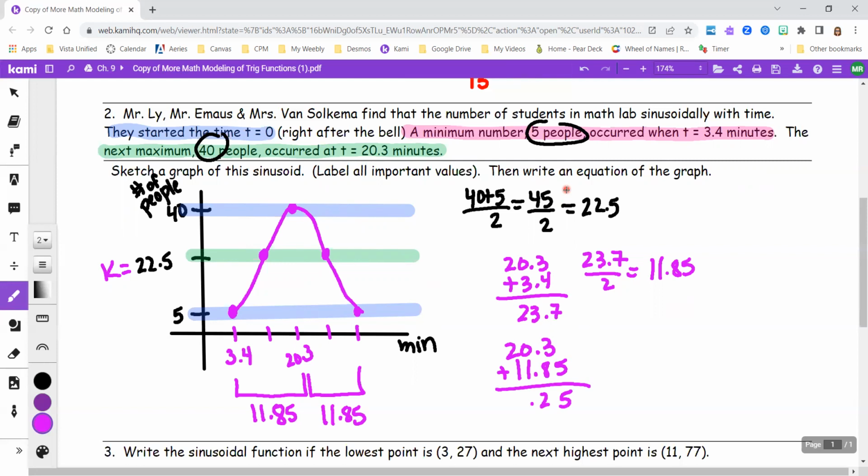So let's see. I'm going to get 32.15 is what I'm going to get. So, or 30, yeah, let's see, 20.3 plus 11.85. Yeah, so this end is going to be here at 32.15.